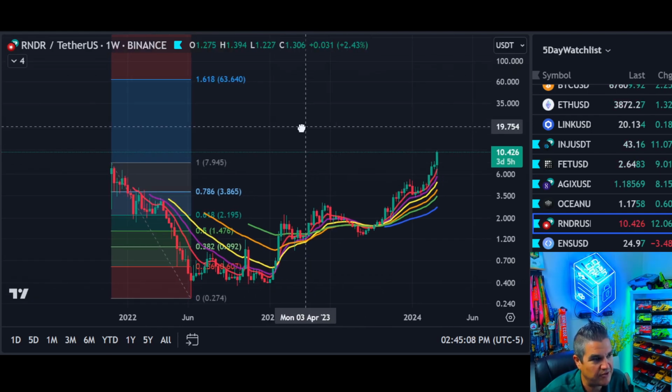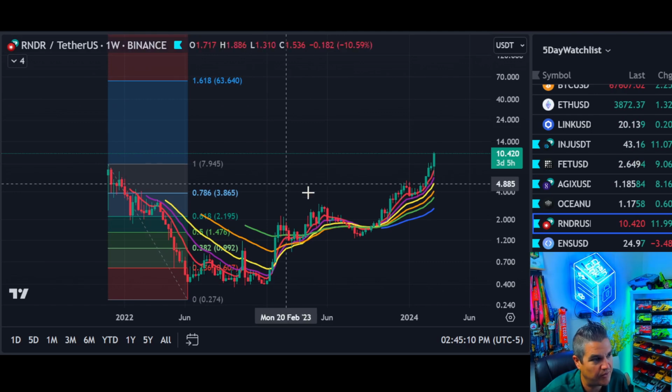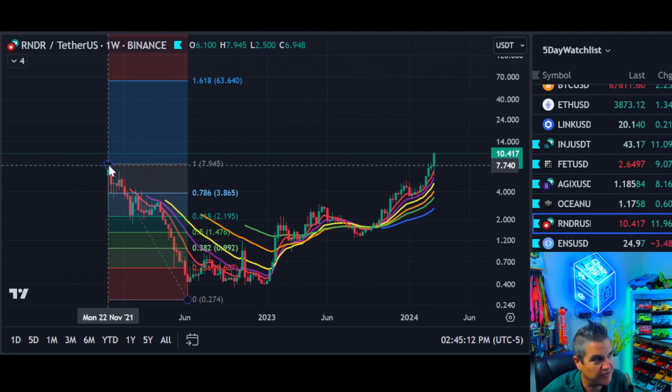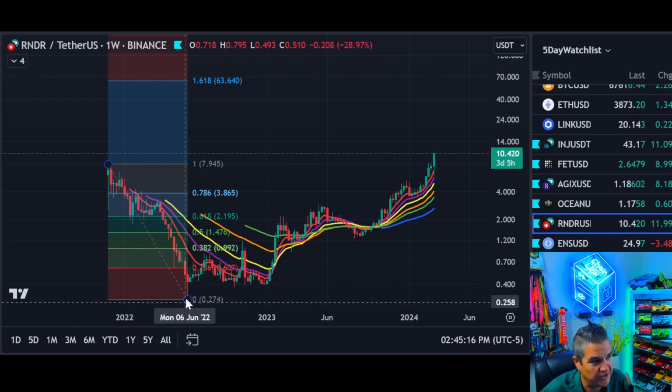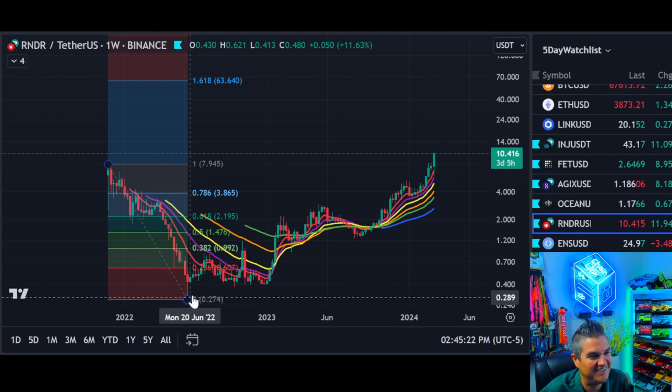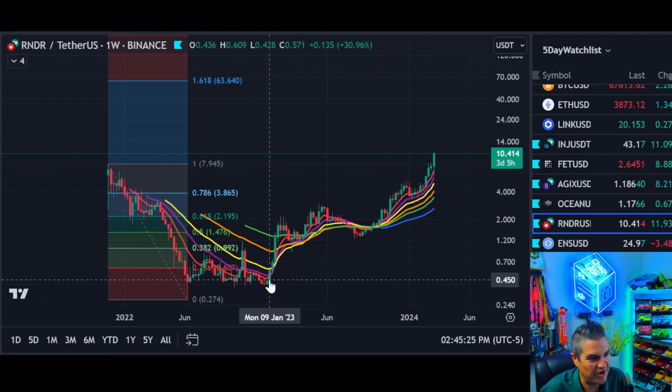So that is our macro scale from our weekly, our whole history here from Binance. Swing high, open, to swing low, low wick, all the way back. And imagine buying RNDR for 27 cents. Someone getting rich. Damn, don't we all wish?